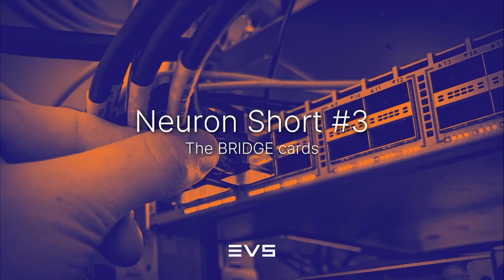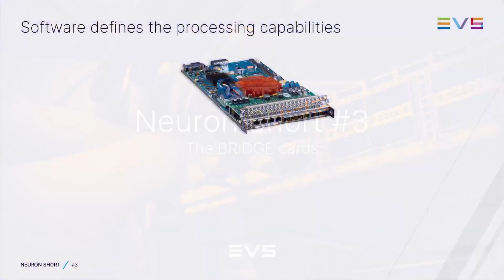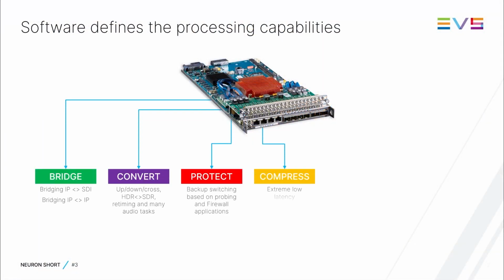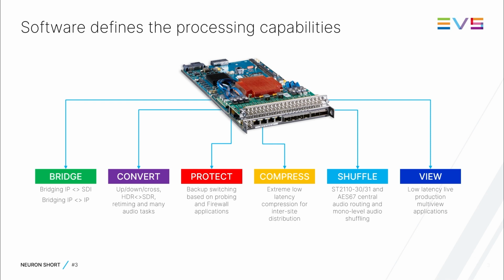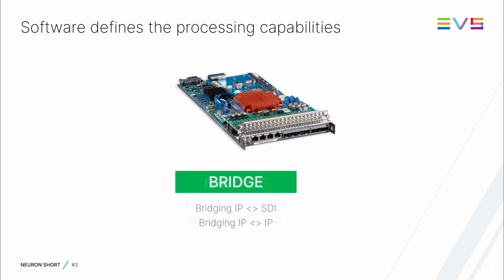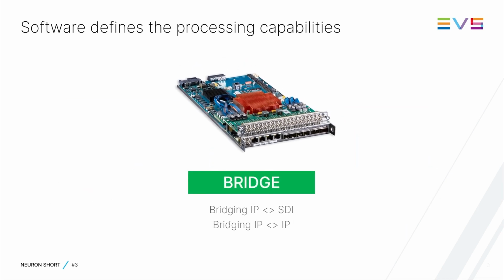Welcome back to Neuron short number 3 about the bridge variants. In the previous Neuron shorts, I explained that the functionality of the neuron processing boards is defined by the software and that these software variations can be divided into different categories, such as bridge, convert, compress and protect. In this 10-minute video, I'm going to focus on the bridge category, which are designed for bridging SDI to and from IP or bridging one IP format to another.